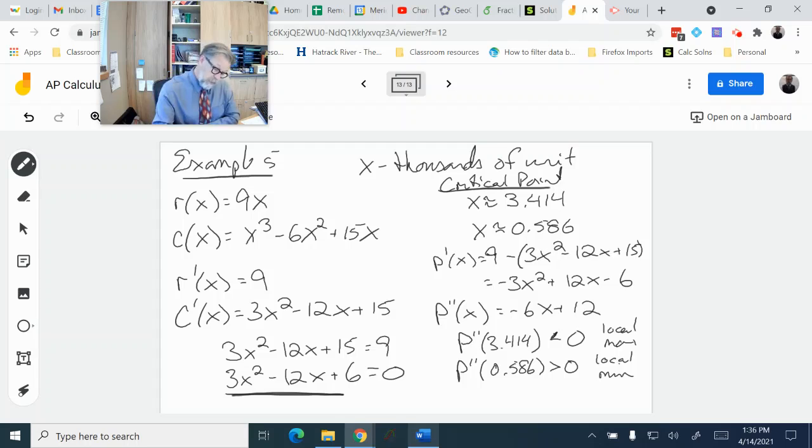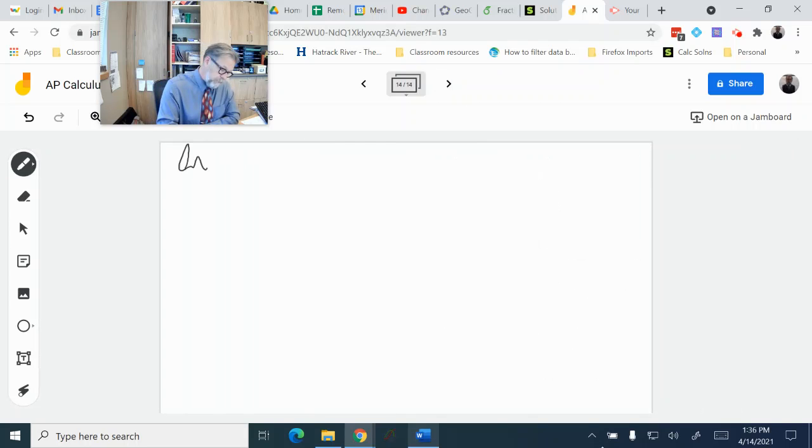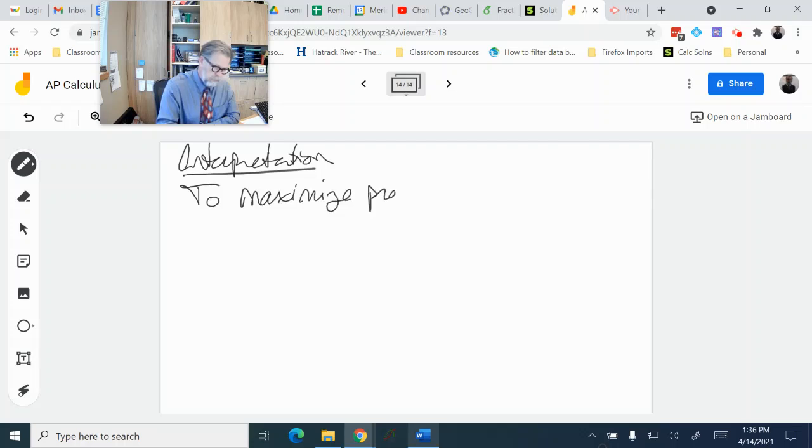So, interpretation. To maximize profit, make 3,414 units.